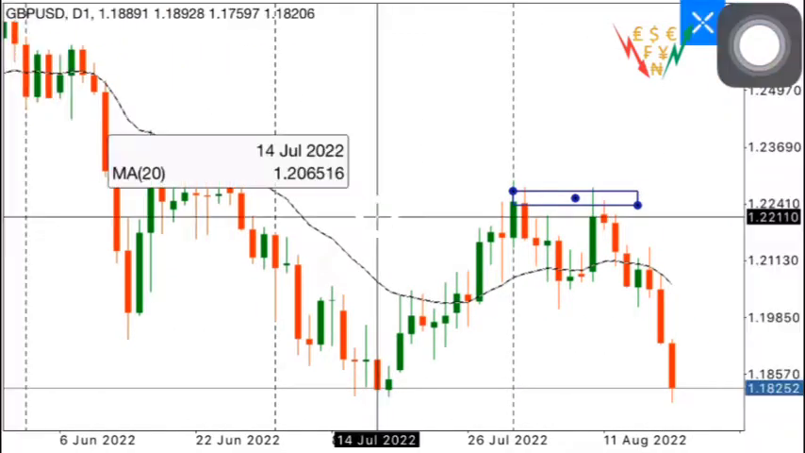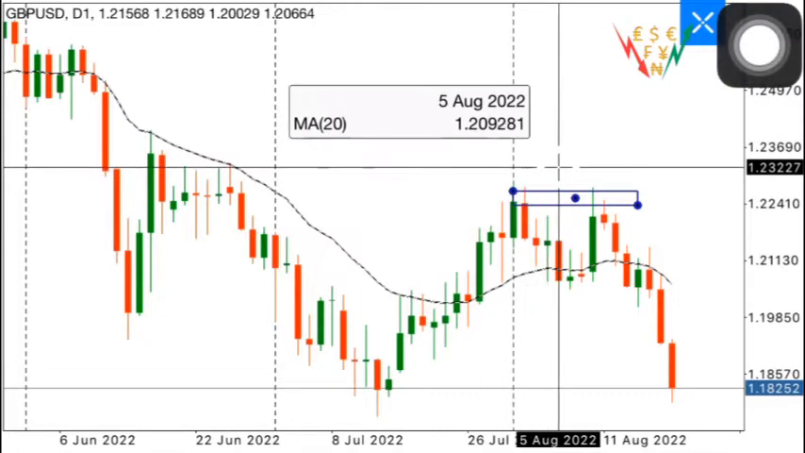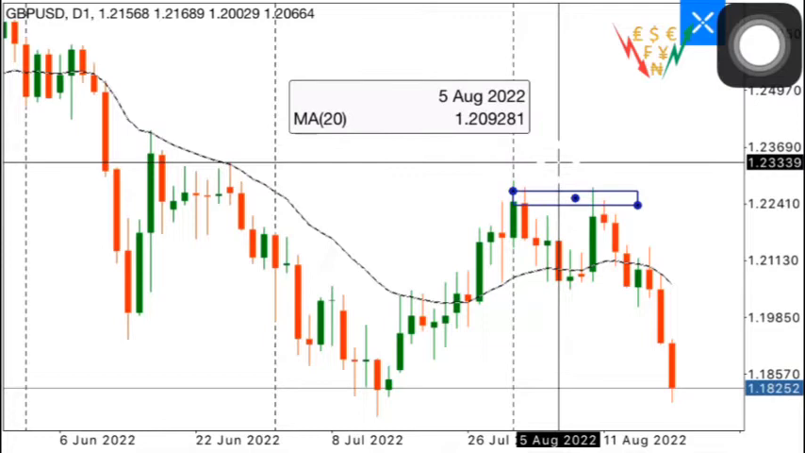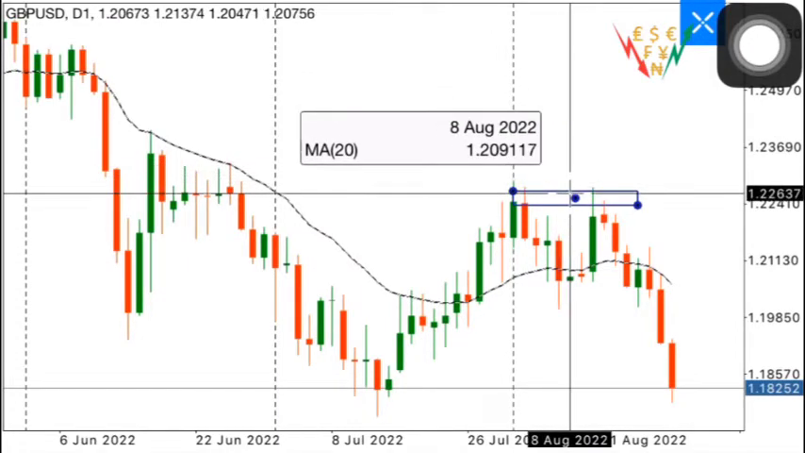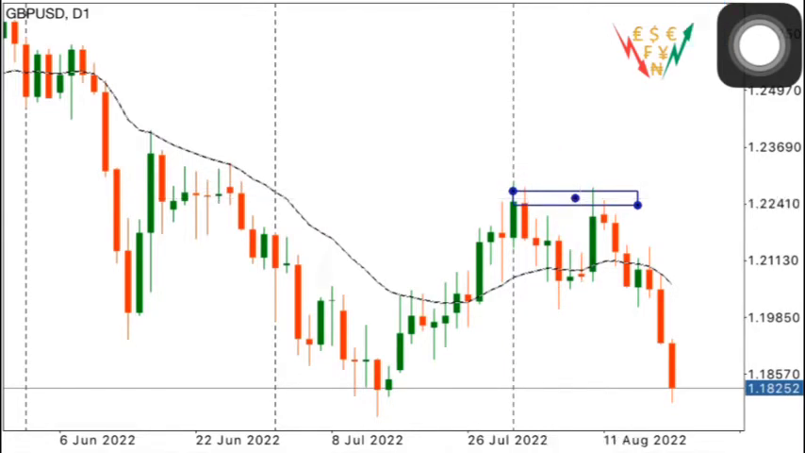at this point here, this was on the 1st, and the NFP was released on this day, the 5th of August. Now this was on a Friday, and on this Saturday, the weekend, we shared the analysis. And if you look right here, this was the extract of the analysis that we shared.